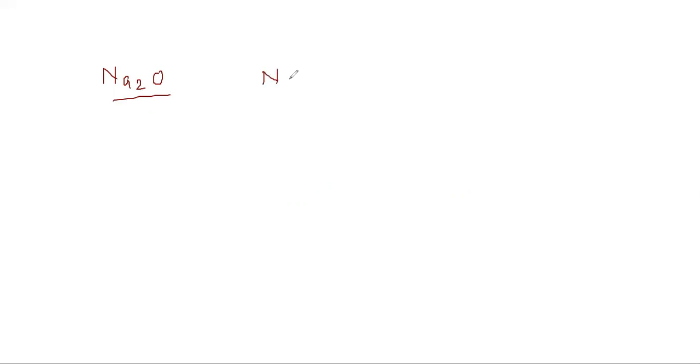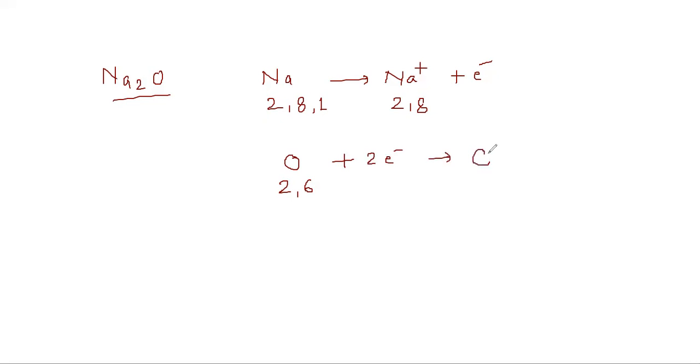Now let's take example of Na2O. So Na has electronic configuration 2, 8, 1. It can donate one electron to form Na+, 2, 8, plus electron. And oxygen has 6 electrons in its outermost orbital. So its electronic configuration is 2, 6. It can acquire 2 electrons to form O2-, and the electronic configuration will be 2, 8.